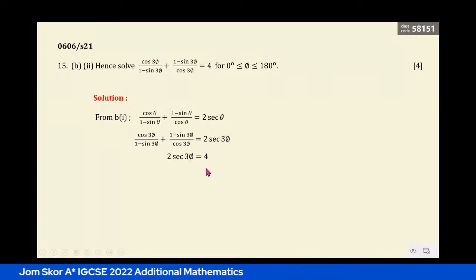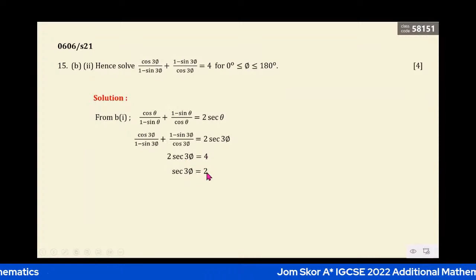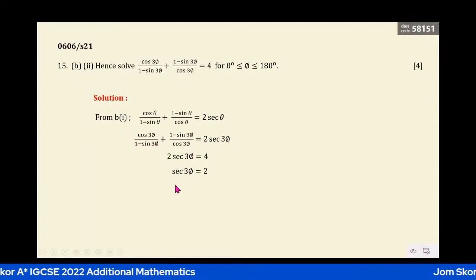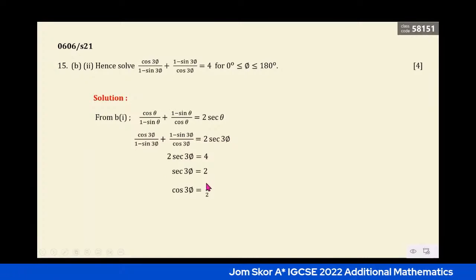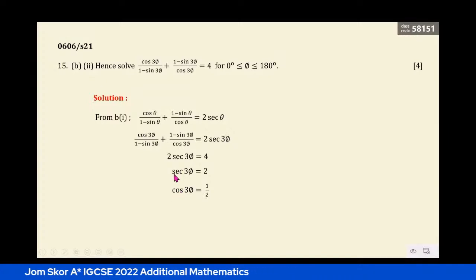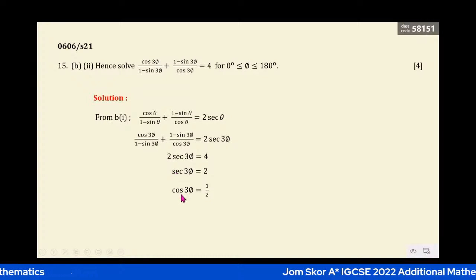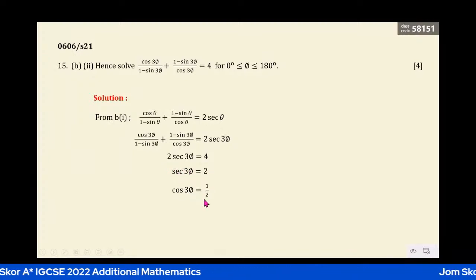Okay, right. Alright, so secant 3 phi is equal to 4 divided by 2. So you will get 2. Secant is the reciprocal of cos. So 1 over secant is 1 over cos. Okay, so if we flip it, we get cos 3 phi is equal to 1 over 2 here. Okay, because our calculator cannot find the angle of 3 phi straight away from secant, we have to change it to cos first. So instead of secant 3 phi is 2, cos 3 phi is 1 over 2.